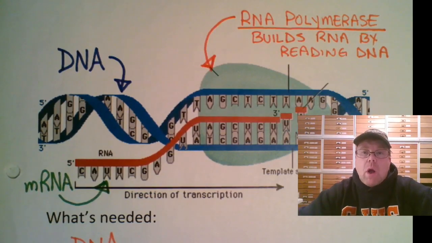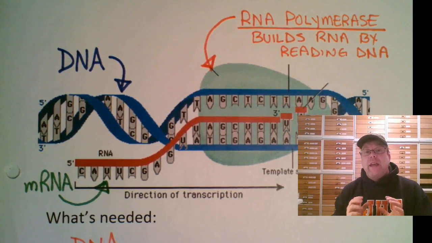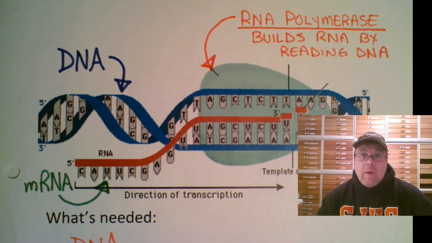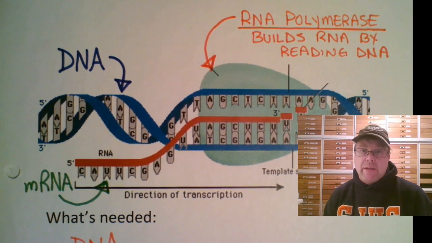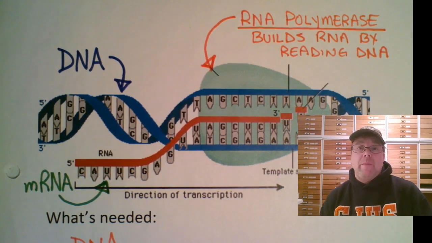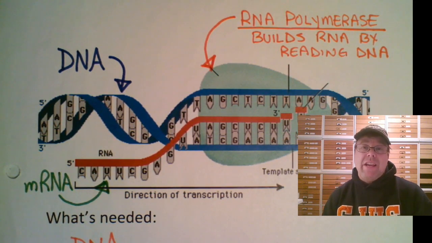For our next process, we're going to talk about how a protein is made. And so what we have to do is we have to take our DNA, we have to read its code, and the code of DNA is going to give us the information to build a protein. All proteins come from the DNA code. And so this is a two-step process called transcription and translation.